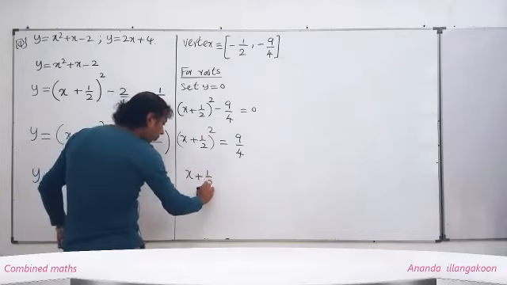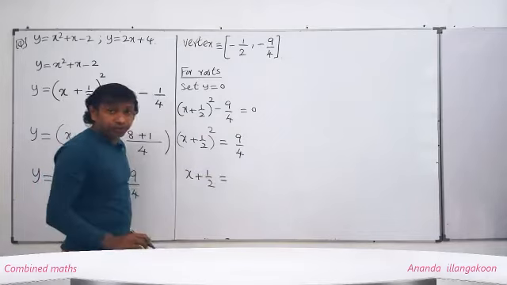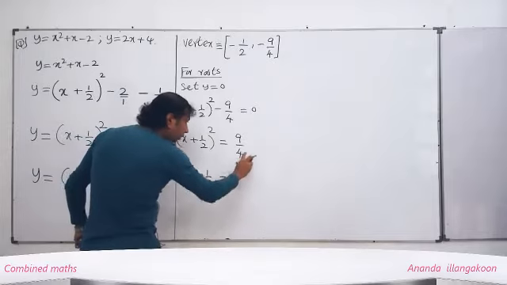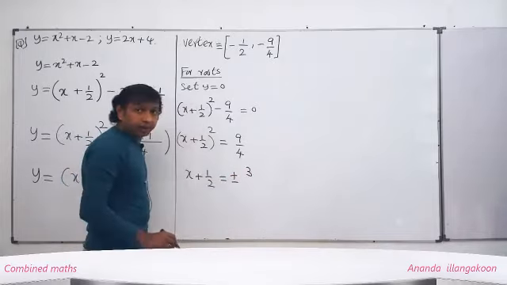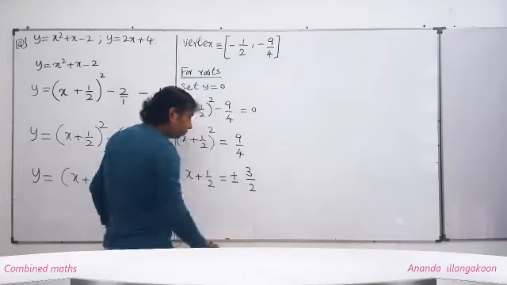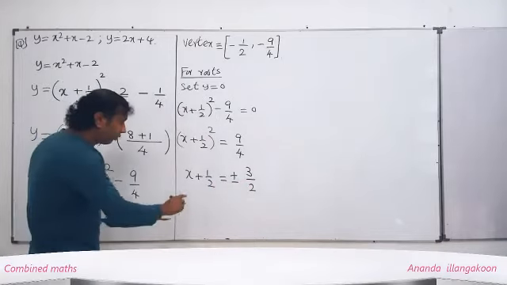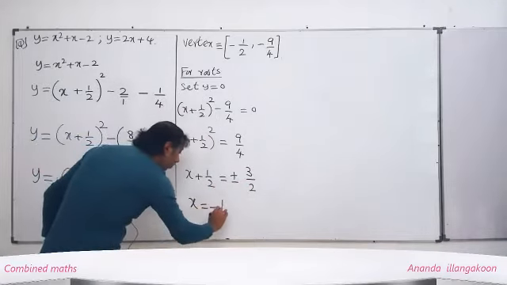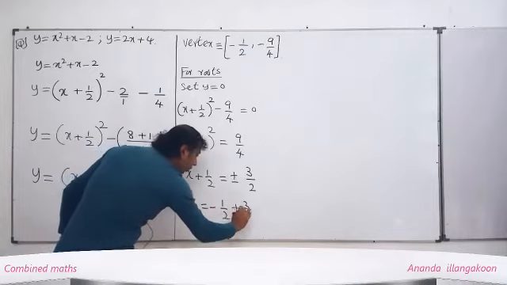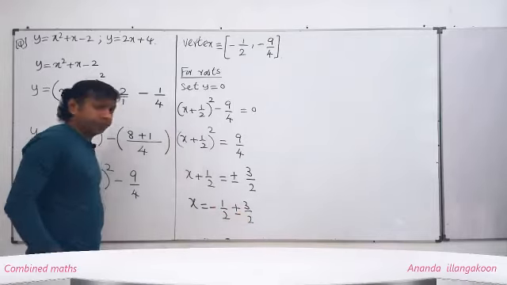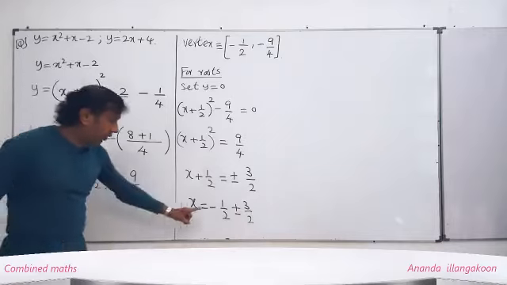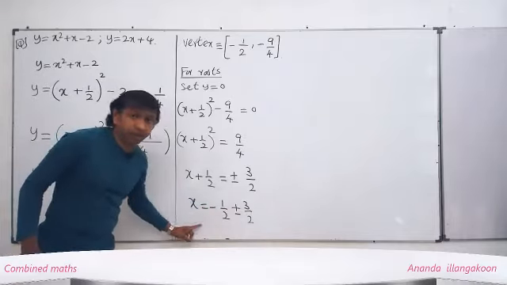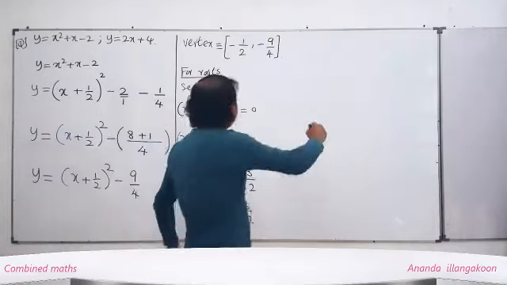X plus half equals, people. Once you take square root, we get plus or minus. Take root of 9, 3 by 2. Then take this half to the right hand side, that will be minus half plus or minus 3 by 2. Then people, we take the plus sign first and secondly the minus sign and get two answers for x.